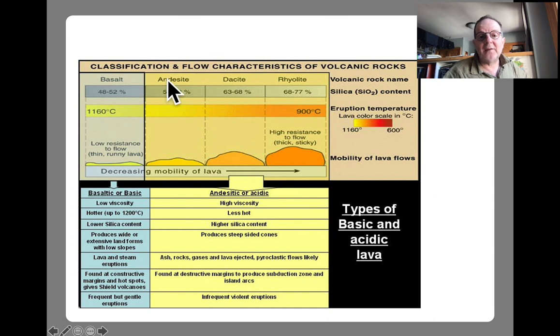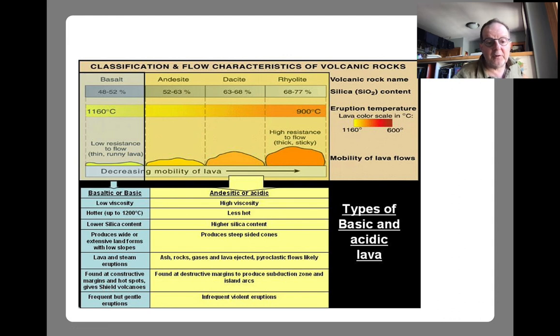different rocks: basalt, andesite, dacite, I don't know how to pronounce that actually, and rhyolite. And you can see that there's a silica content that varies, SiO2. There's the temperature of eruption, so highest with basalt, lowest with rhyolite. Low resistance, thin, runny lava, highly viscous with the rhyolite. And that gives you more information down here, low viscosity. There's also this aspect of the chemistry of the lava where we talk about whether it's acidic or basic, which you'll learn about more when you go into chemistry in 10th grade.